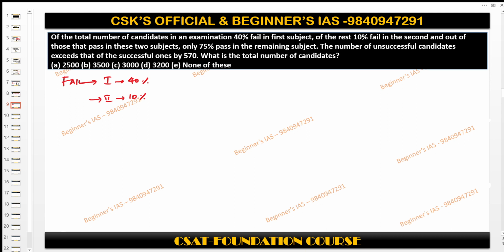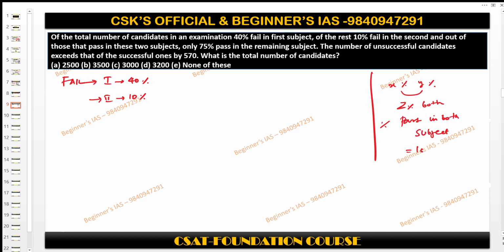Okay, so now let me give you the concept first. In the examination, X percentage and Y percentage of the students fail in two different subjects. Z percentage of the students fail in both subjects. Then the percentage of the students who passed in both subjects is 100 minus (x plus y minus z). This is the concept; do you remember it?